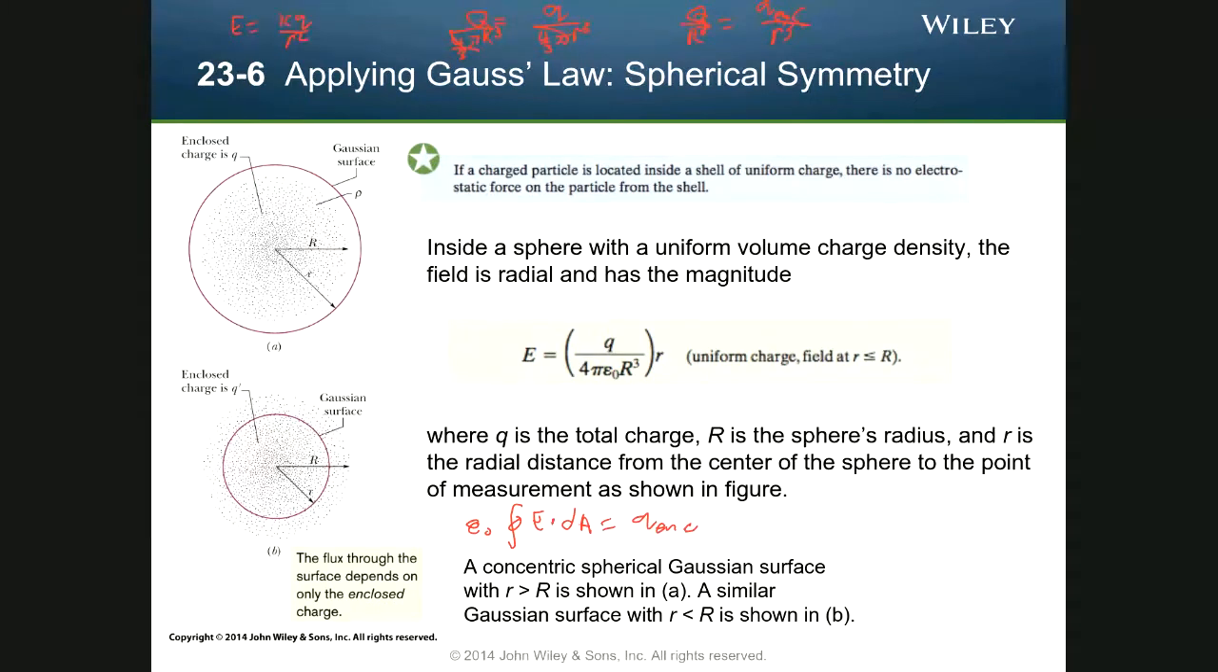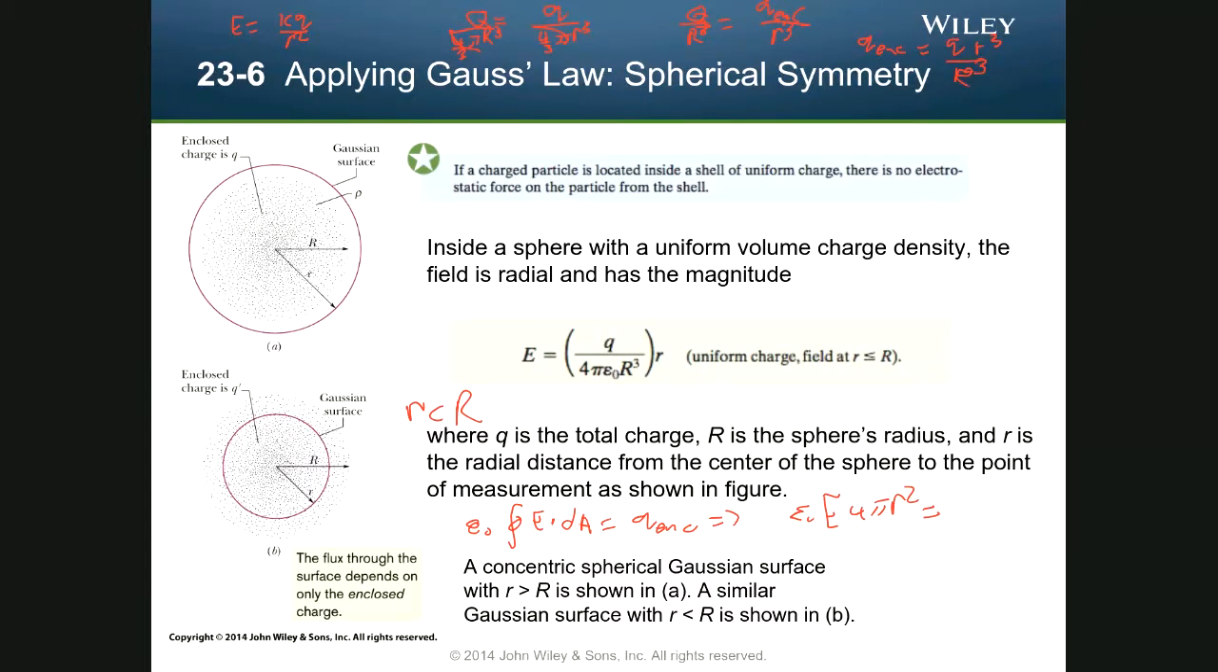Now we already saw what this looks like. We just did it in the previous slide. So for the integral, this is going to imply we want to replace each part: epsilon naught, the integral of E dot dA is going to be E. By the way, we're looking at r less than R. So we have this times 4 pi r squared, and that's going to equal Q enclosed, which, if you solve for Q enclosed, equals Q times r cubed over big R cubed.